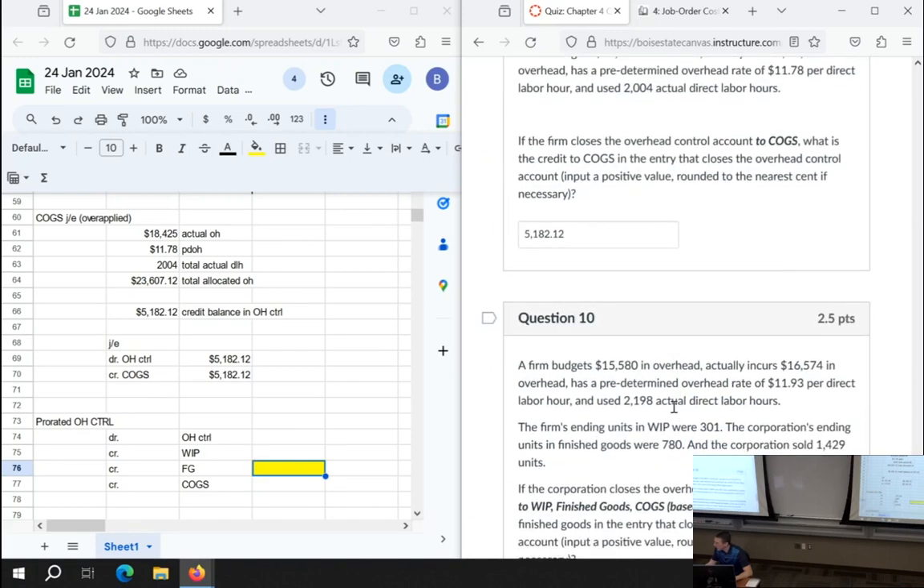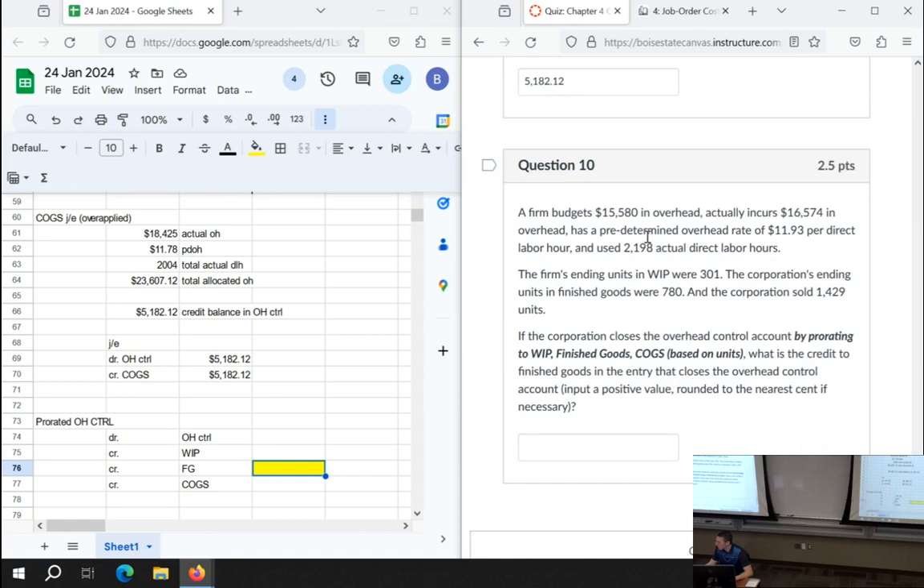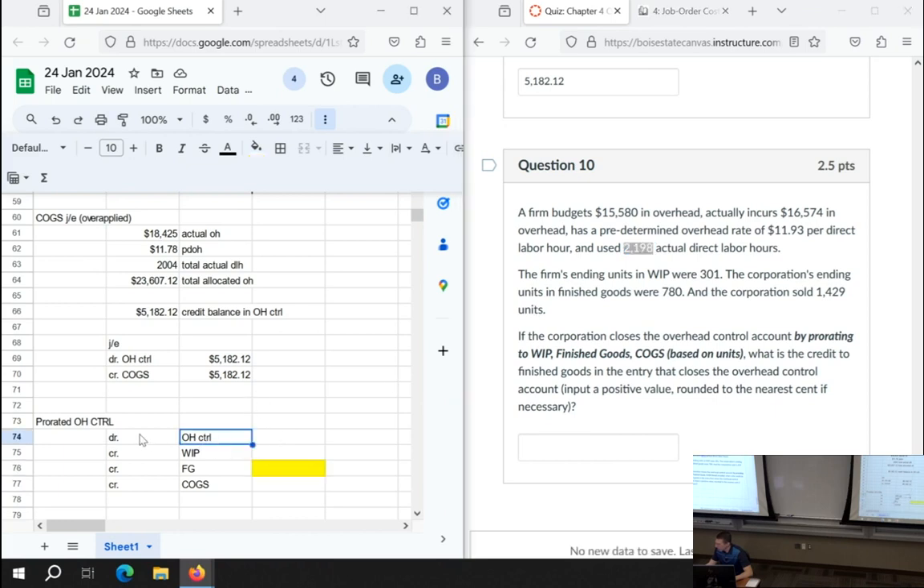Yeah. So we're going to have the same sort of over-applied scenario here. Our number here is going to over-apply, and we're going to have to debit overhead control to cancel that out to zero to close out the overhead control account. And we're crediting out that over-application to work in process, finished goods, and cost of goods sold. So we applied, the theory is this, we applied overhead costs that we'd never actually incurred.